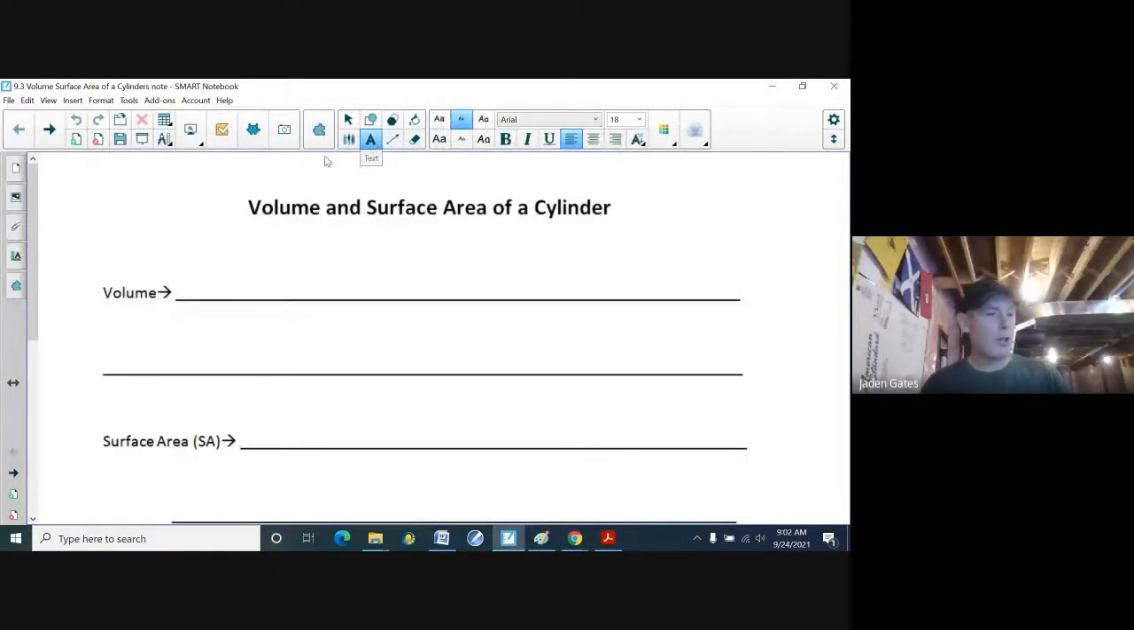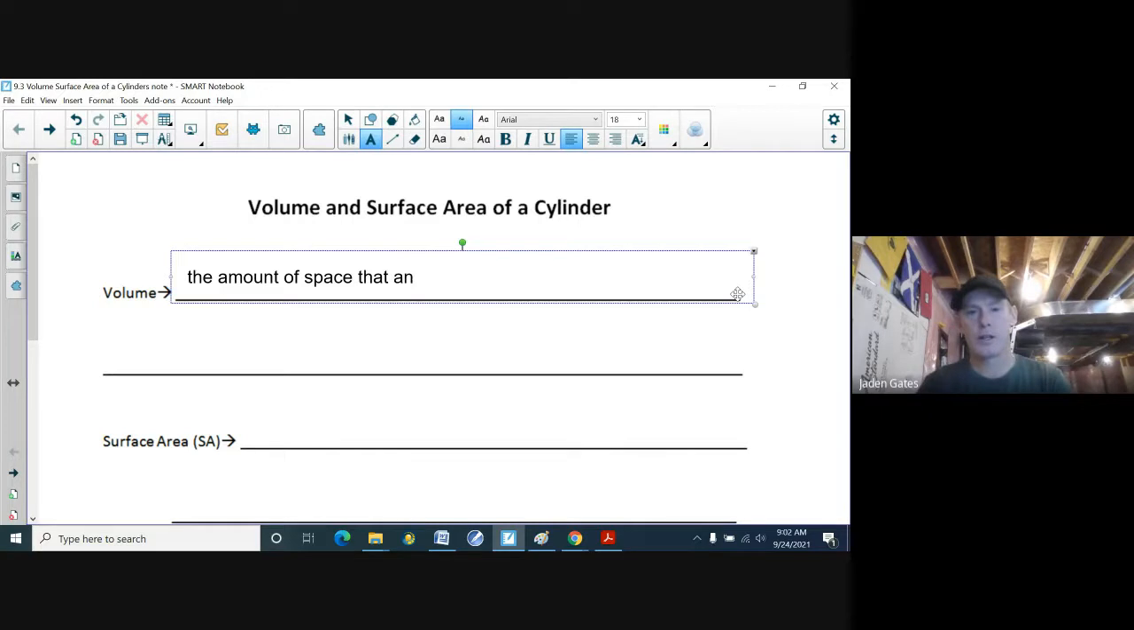All right, so to start off today, we are going to just look at one object, which is a cylinder. But we're going to look at two different things about a cylinder. Now, the first thing we've already covered, and that's volume. And just a little recap here is that volume is the amount of space that an object takes up.